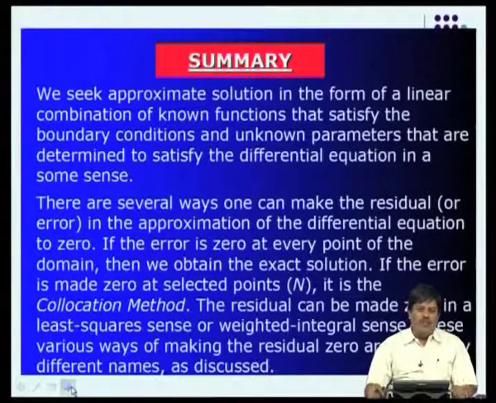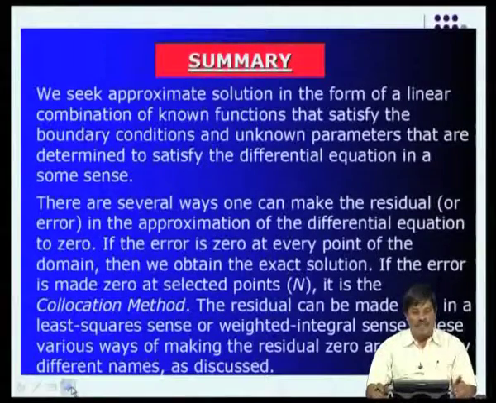So, let us summarize what we have understood now. We seek an approximate solution in the form of a linear combination of known functions that satisfy only the boundary conditions and unknown parameters that are determined to satisfy the governing equation in some approximate sense. There are several ways one can make the residual, or the error due to approximation of the differential equation, go to 0. If the error is 0 at every point of the domain, then we obtain an exact solution.